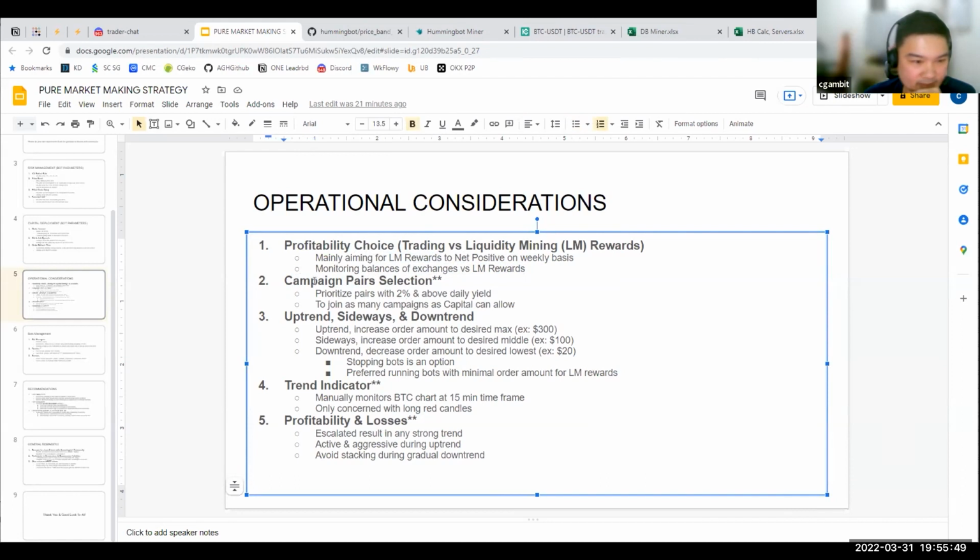The second consideration is the mining pair selection. We prioritize pairs with 2% and above daily yield, and we join as many campaigns as capital can allow. Last time, when Ascendex had so many pairs, this was our minimum threshold. But for now there are not so many campaigns, so sometimes we still join the 1 point something percent ones.